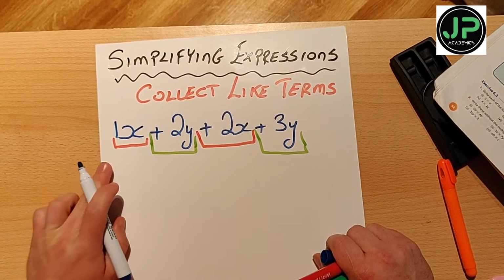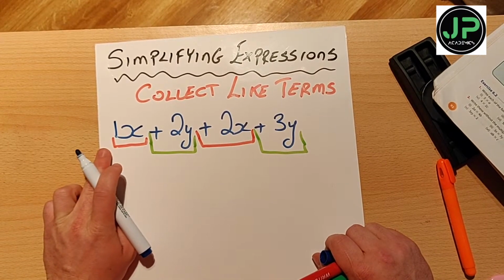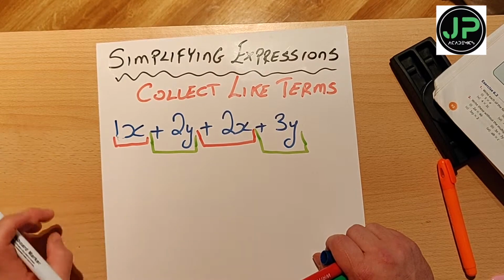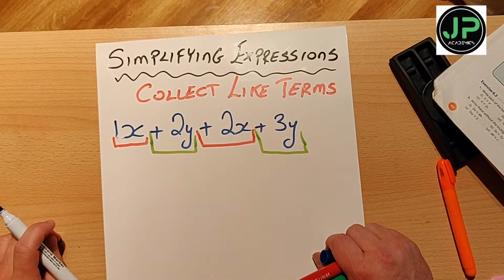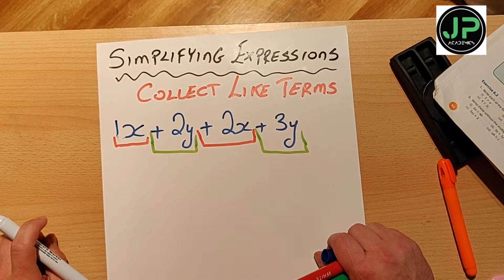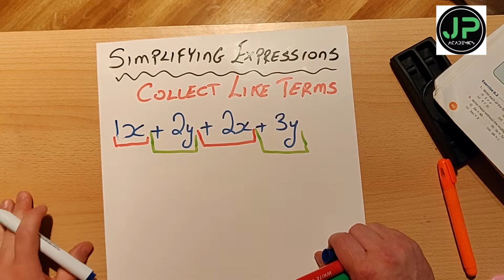Now, what about the sign? There's no sign, there's no plus, and there's no minus. If there's no plus or no minus, you can assume that it's plus. That's just how it works. If there's no sign, it's a plus. If it's negative, you have to have a negative. We'll deal with one of those in a minute.